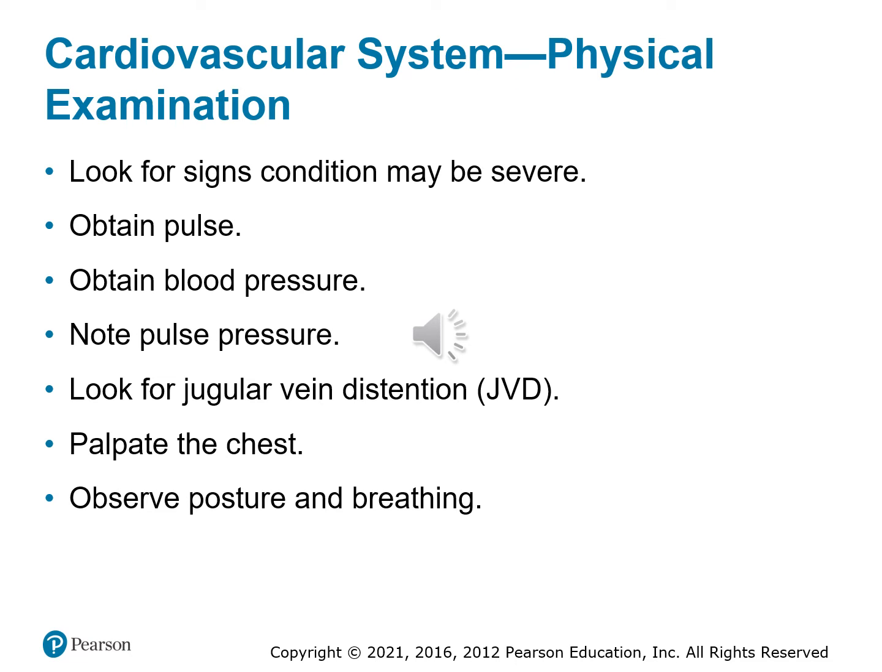As we go through our cardiovascular system, understand that again, this is a system that could indicate a life-threatening issue. So pay close attention to those signs that you may see. Get a pulse, get a blood pressure. Note the pulse pressure. That means the gap between your systolic and diastolic numbers. Look for jugular vein distension, or JVD.